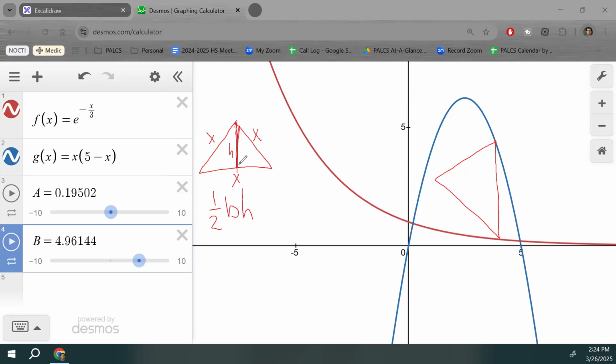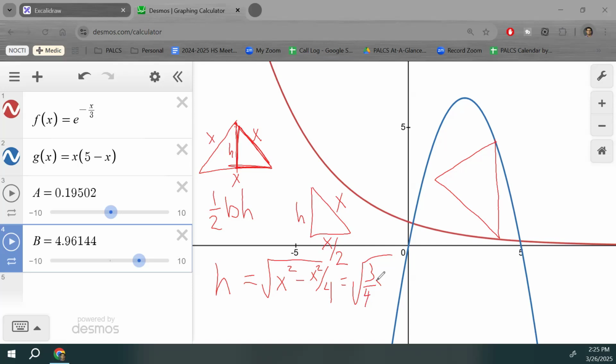Now, if we isolate this triangle right here, this is h, this would be x over 2, and this would be x. So by the Pythagorean theorem, h equals the square root of x squared minus x squared over 4, which is square root of 3/4 x squared, which is x over 2 root 3. So the reason that is important is because x represents the distance here that's in between the two boundaries, G and F.